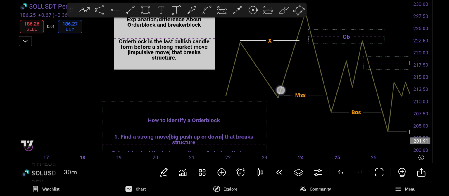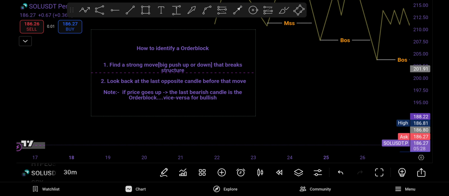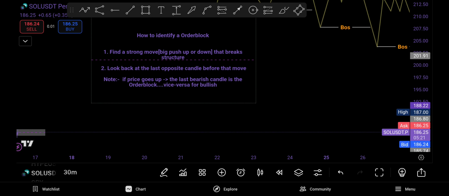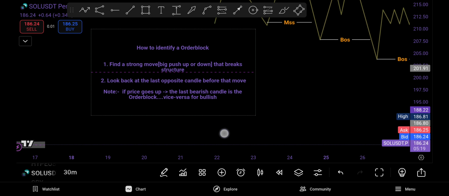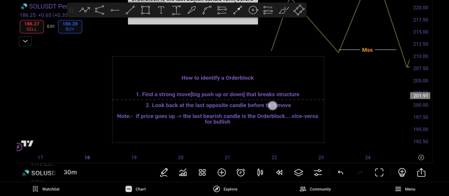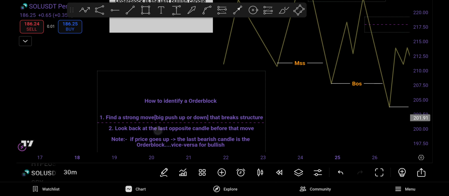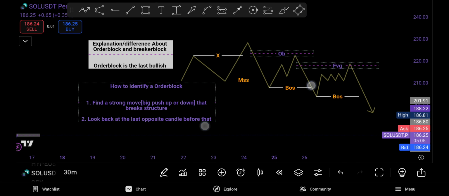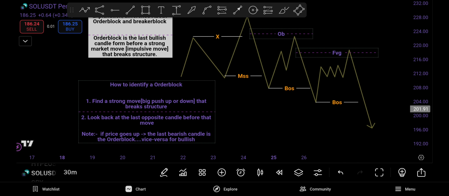Find a strong move that pushes up or pushes down, that creates a break of structure. Mine created a market structure shift. Good. The second one is to look back at the last opposite candle before that move. Good. Let's check it, guys. It says look back at the last opposite candle before that move.